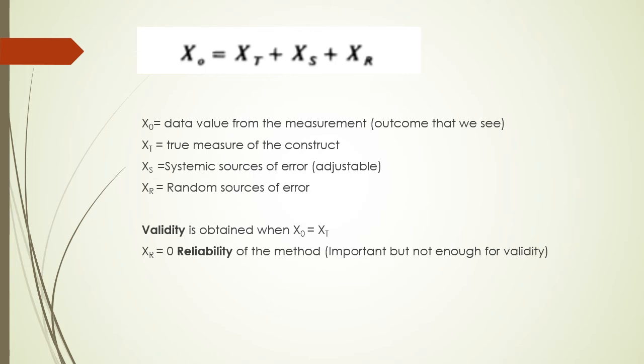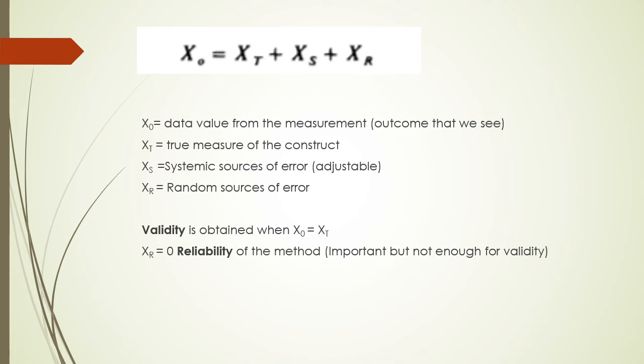where XT is the true measure of the construct, which is the value that all researchers hope and wish to find in the research. However, this value is hindered by XS and XR, where XS is the systematic sources of error, so these are the more adjustable sources of error, versus XR, which is the completely random sources of error. And they state that validity is only obtained when XO, the outcome of your methods, is equal to the true measure of the construct, which is XT.